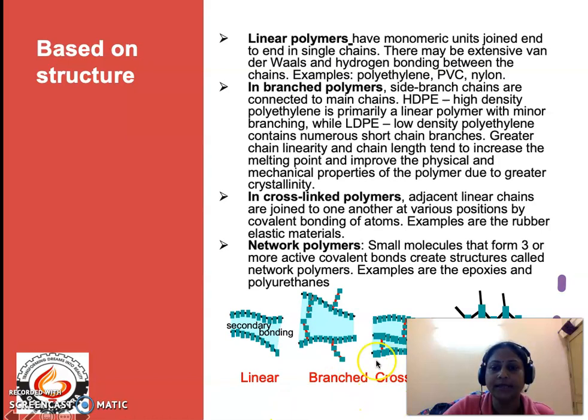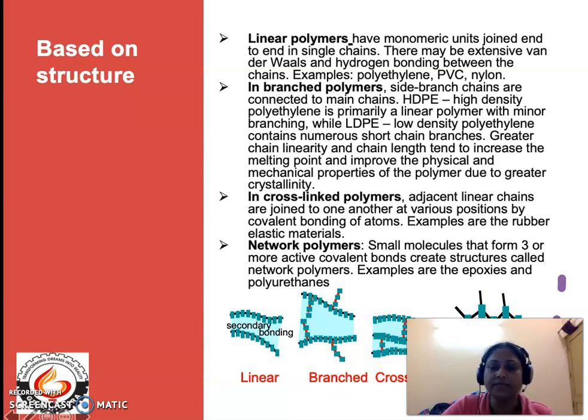Now, the third category is the cross-linked, in which the linear polymeric chain is joined to another linear polymeric chain via covalent bonds. Now, since the covalent bond is having higher force as compared to the van der Waals force or hydrogen bonding, the cross-linked polymers will exhibit better mechanical properties as compared to linear or branched polymers.